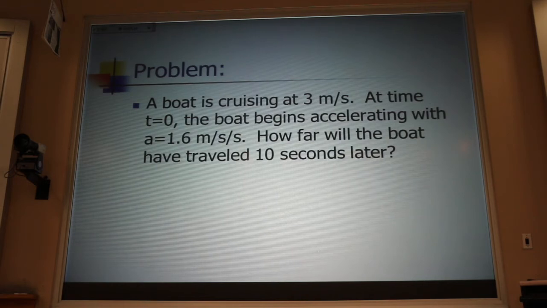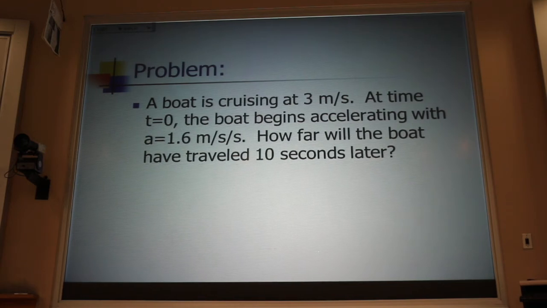Let's continue our discussion of kinematics. A boat is cruising at 3 meters per second. At time t equals 0, the boat begins accelerating with 1.6 meters per second every second. How far will the boat have traveled 10 seconds later? Now the question is, which of these equations do we want to use to solve that problem? Well, we're looking for how far the boat will have traveled, and there's my delta x right there.